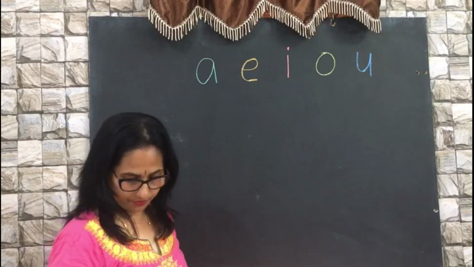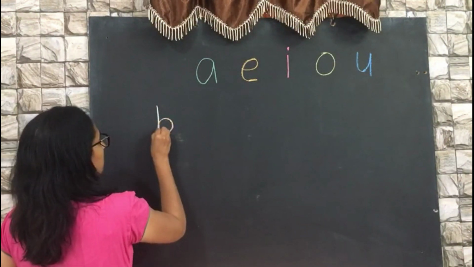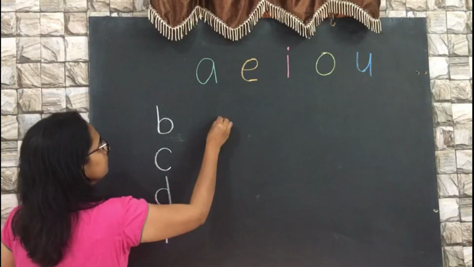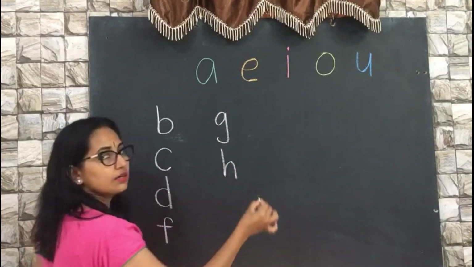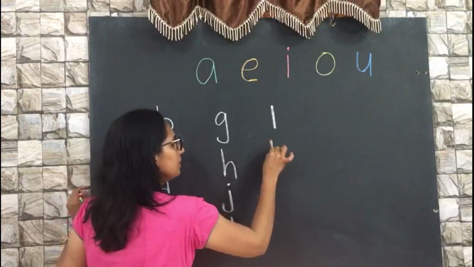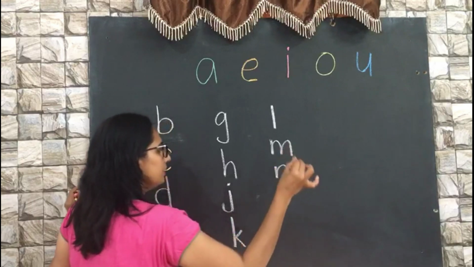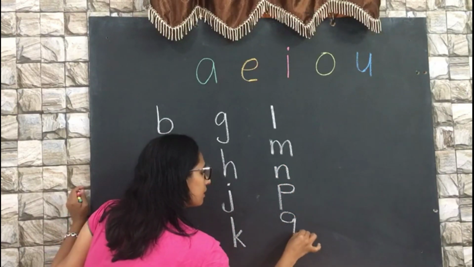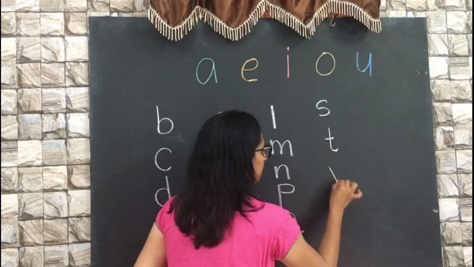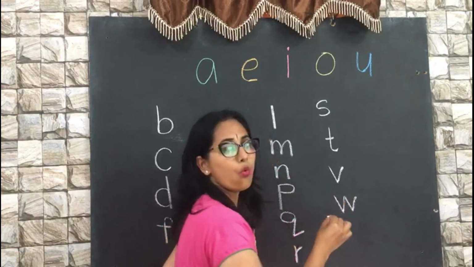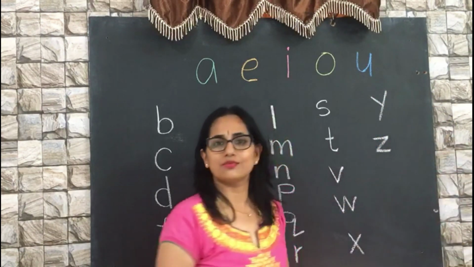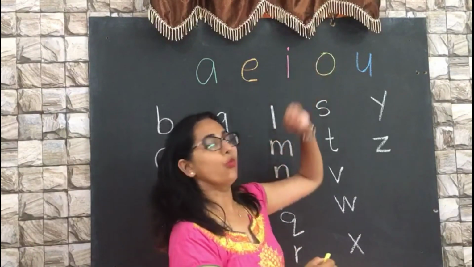Now, the consonants are B, C, D, F, G, H, J, K, L, M, N, P, Q, R, S, T, V, W, X, Y and Z. Now I have taken yellow color for letter O, vowel O.